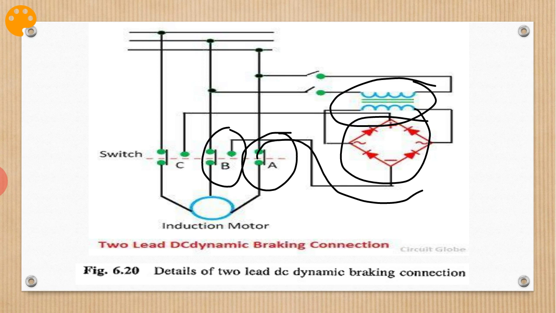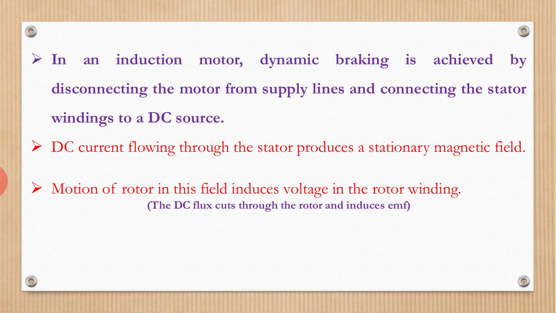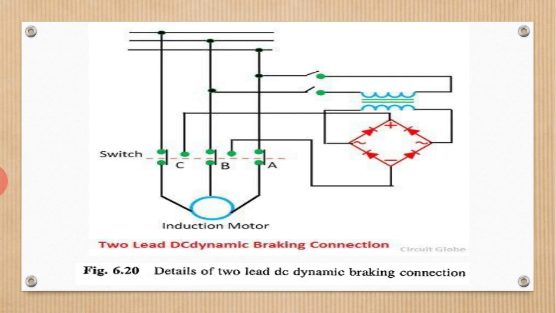Okay, so they connect this DC supply to the stator. In an induction motor, dynamic braking is achieved by disconnecting the motor from the supply lines and connecting the stator windings to a DC source. Now I will briefly explain what happens when you apply the DC supply, and how we get the braking.